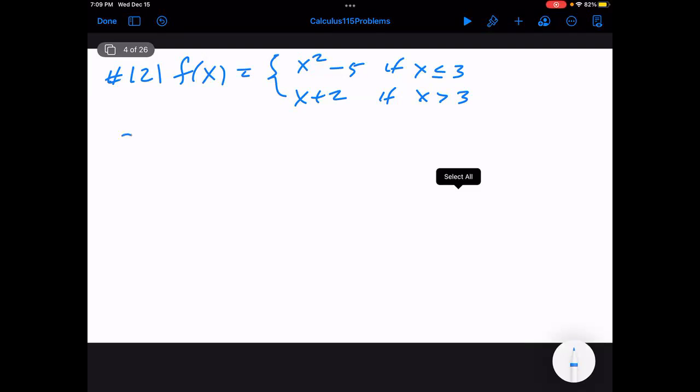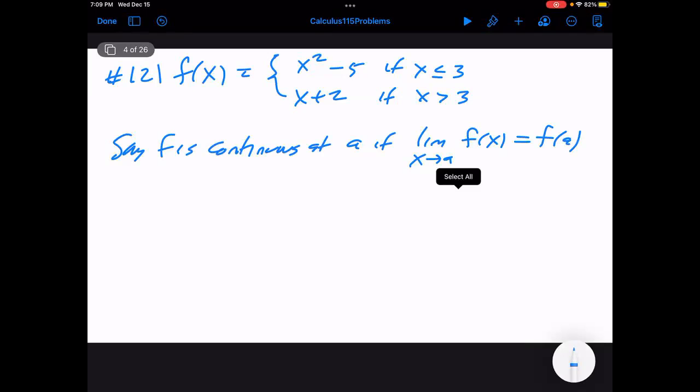So we say f is continuous at a if the limit as x goes to a of f of x equals f of a. So that's what it means for a function to be continuous.